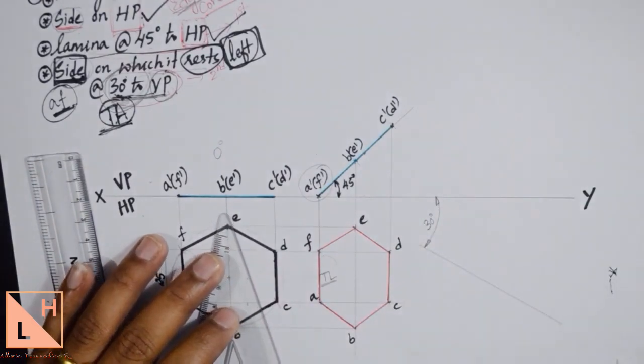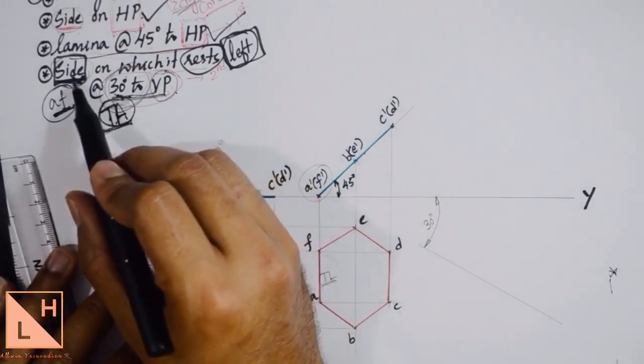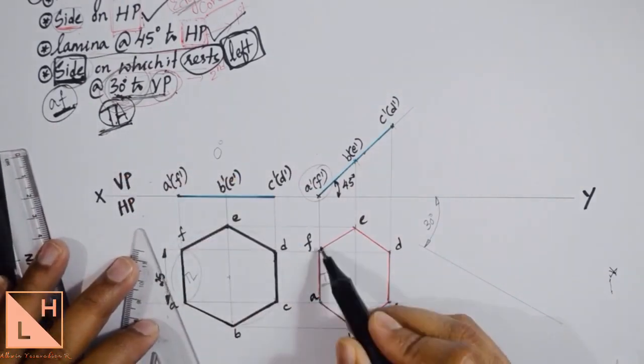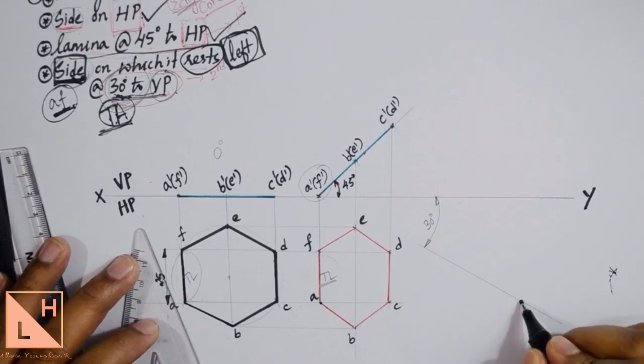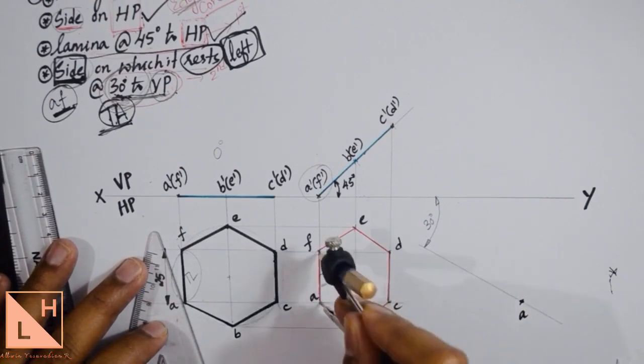So what is to be placed on this 30 degree line? This 30 degrees to VP is with respect to the side on which it rests, which is nothing but AF. So you select one of the points, either A or F. Let me start with A. I'll simply choose a point here and name it A. So what is the distance from A to F? We can measure it from the second position.